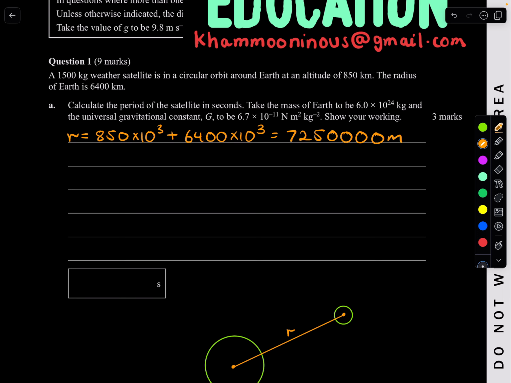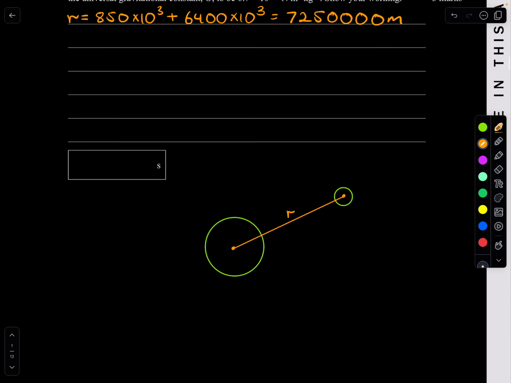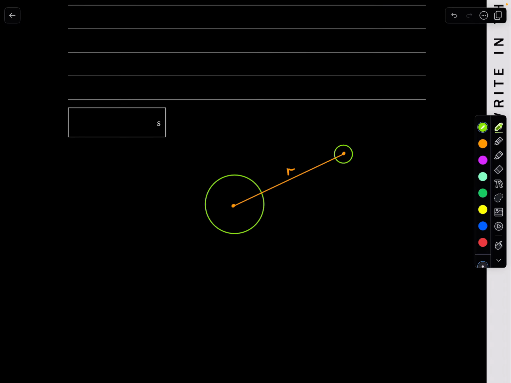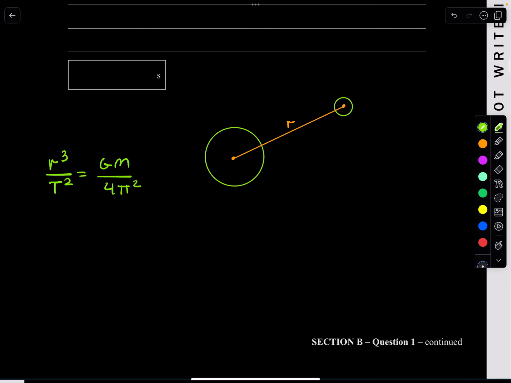So this is your orbital radius, and now we're just going to use one of Kepler's laws to find the period. Let me open up my summary sheet and find out what the formula is. Kepler's law states that r to the power of 3 divided by T squared is equal to GM over 4 pi squared. What we really need is the period, so we need to make the period T the subject.